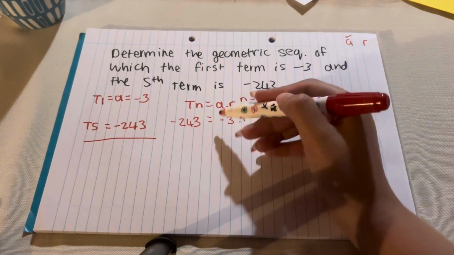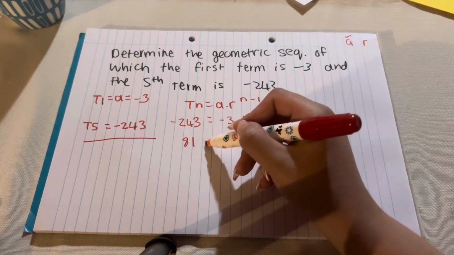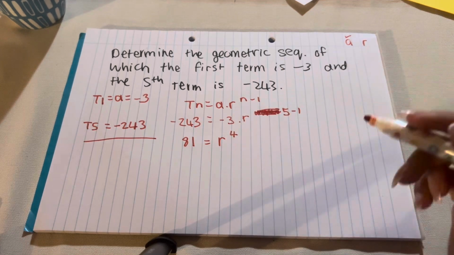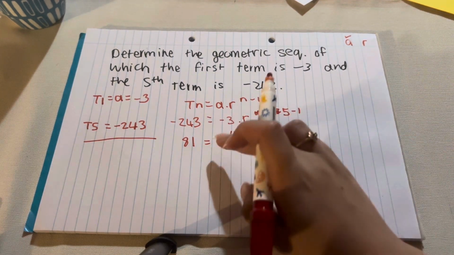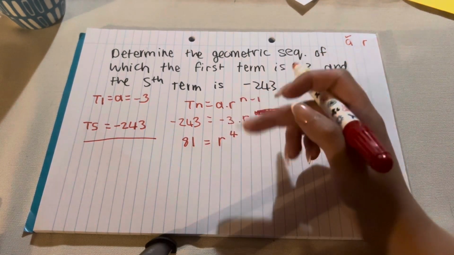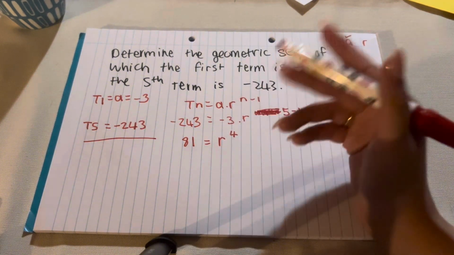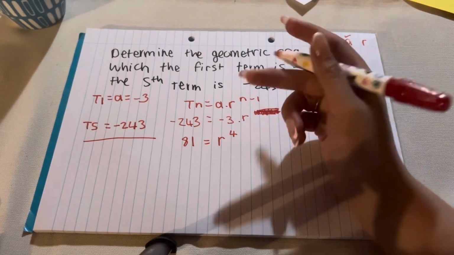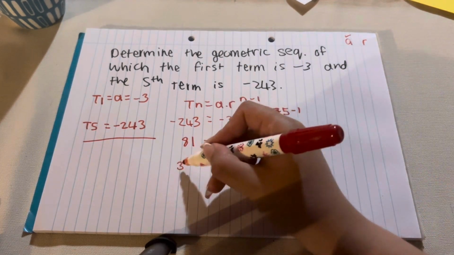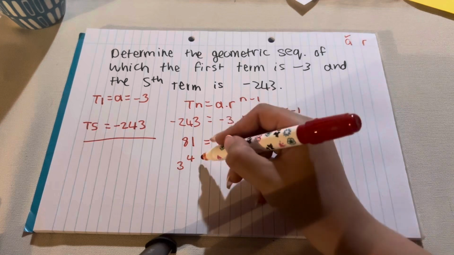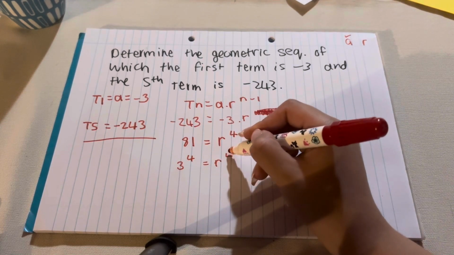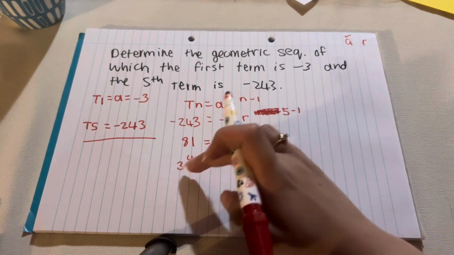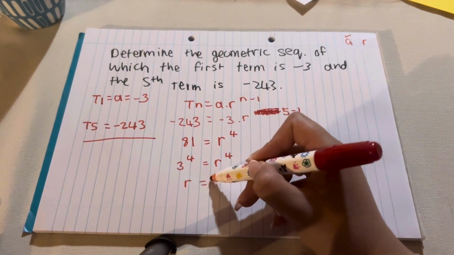Minus 243 divided by negative 3 is 81. And that leaves me with r raised to the power of 4. So I need to figure out what I can raise to the power of 4 in order to find this value. One way we can do this is to use prime bases. I know 3 raised to the power of 4 is 81, so r to the power of 4 equals 3 to the power of 4. Using this deduction, because the exponents are the same, the bases would be the same. So the ratio value is 3.